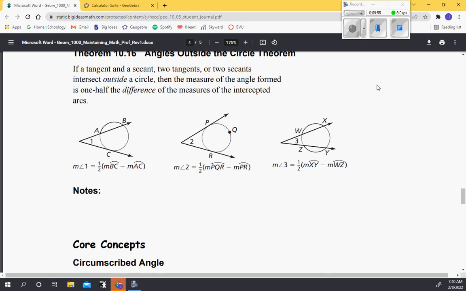Angle 3. Again, we don't deal with any part that's outside that angle. Instead, we start with the arc that's furthest away, and then subtract the arc that's closest, and divide by 2. See, all very, very similar.